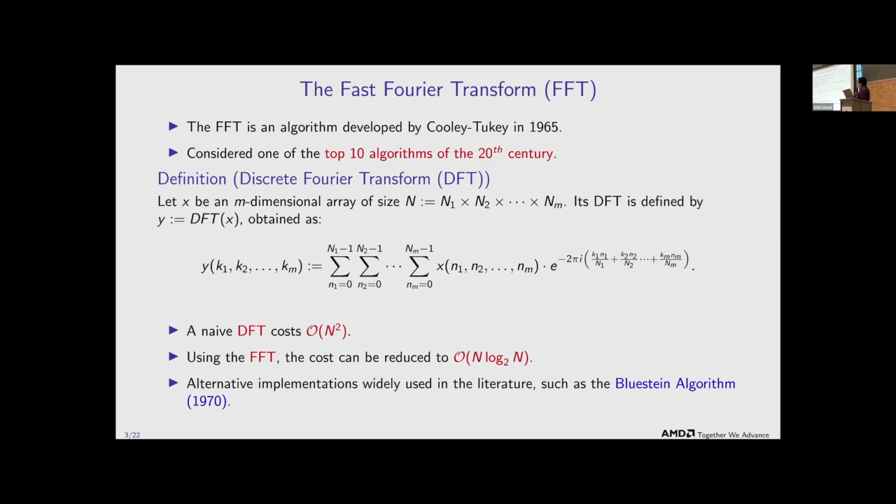Essentially, we have this n-dimensional array, and we want to compute the discrete Fourier transform, which is defined as you can see here. This can be done naively at cost n squared, and with the FFT algorithm, we can do it in n log n. We have other implementations besides the Cooley-Tukey algorithm. For instance, many fast kernels also use the Bluestein algorithm, which has another set of properties. But essentially, we need to compute this product, and the structure of this product helps us provide efficient algorithms for this, even in parallel.